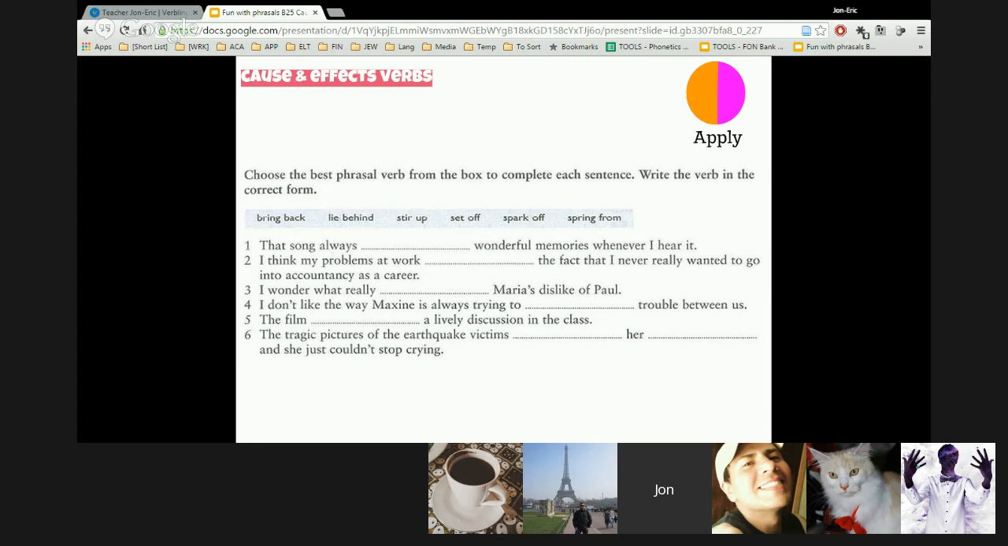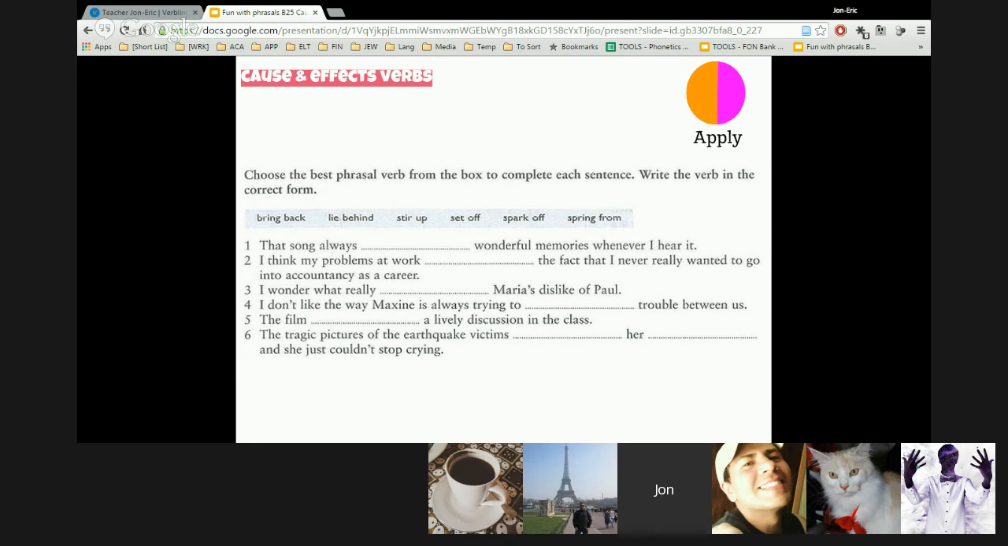Set off is kind of a general way to talk about a change. Here it works. The pictures set her off. She got emotional looking at the pictures. Clear, more or less? Yeah, more or less, yes.